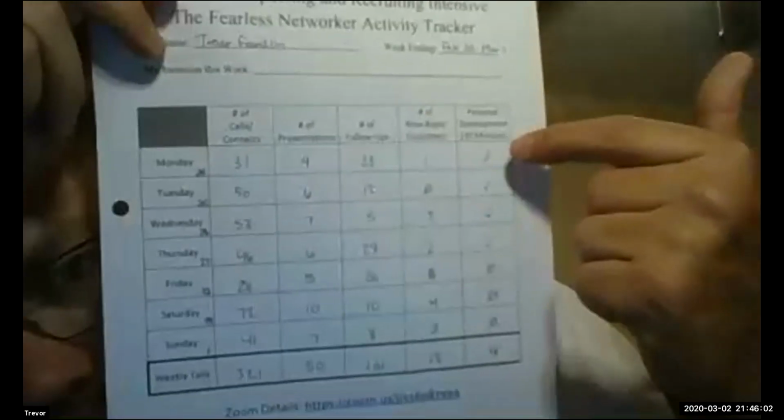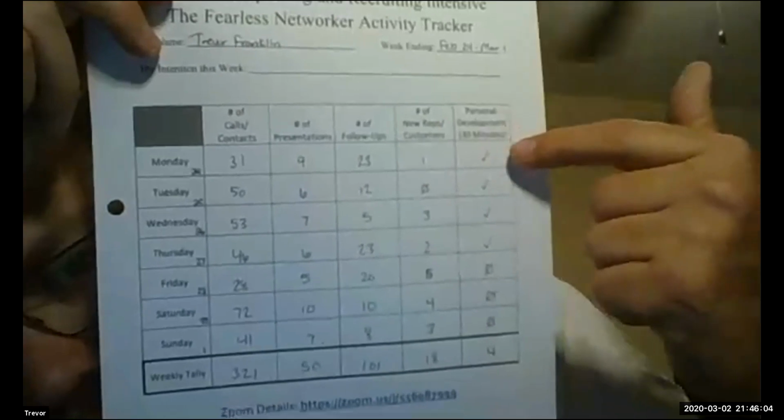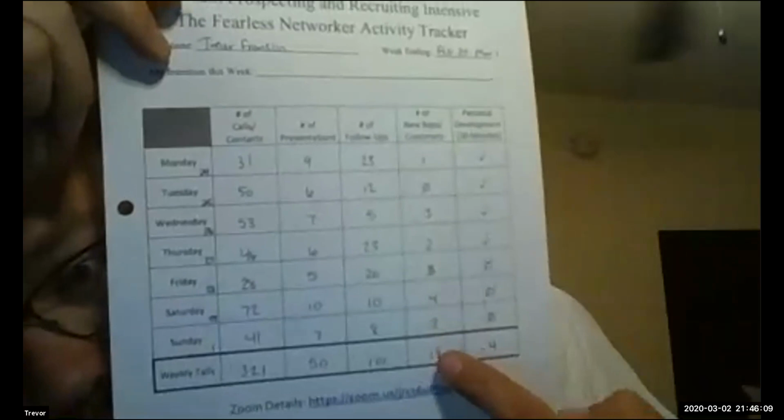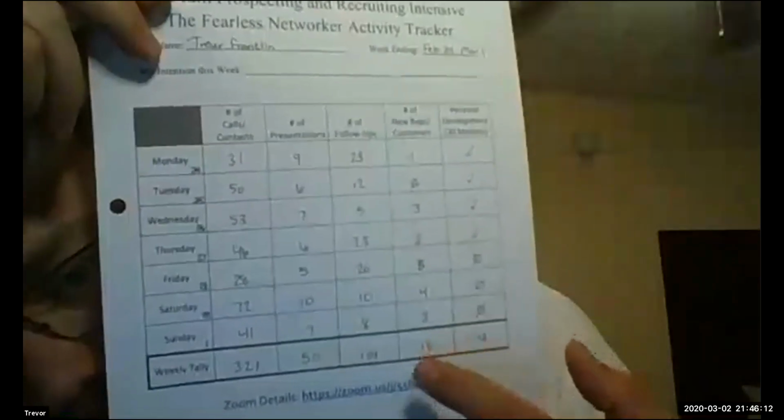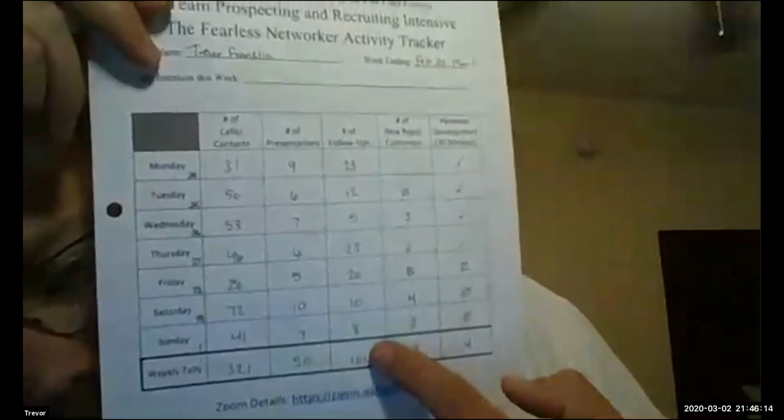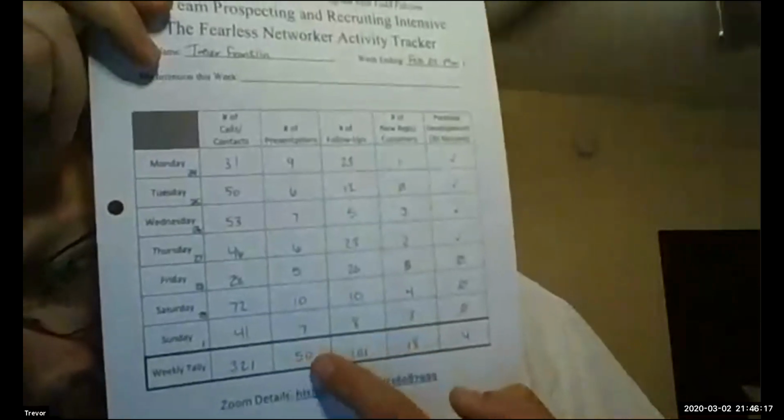Like this day, I had 31 new contacts, 9 presentations, 23 follow-ups, 1 customer out of that, and just personal development. So you can go down here and track. I had 18 personal customers. This isn't even my team. This is me personally last month. 100 contacts and followed up with 101 customers. Had 50 presentations. That's 50 people that didn't know about Tru Vision, or they did and hadn't heard about it from me. And that's 50 people that I got into the group and added to get them started.